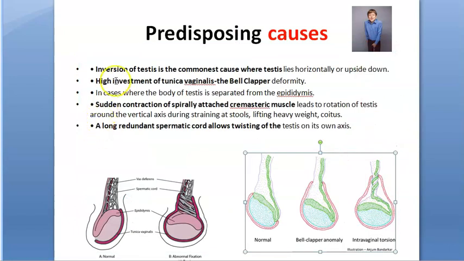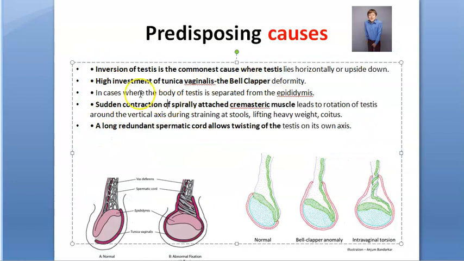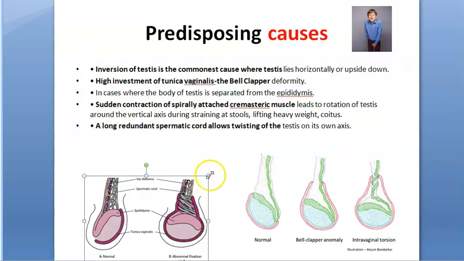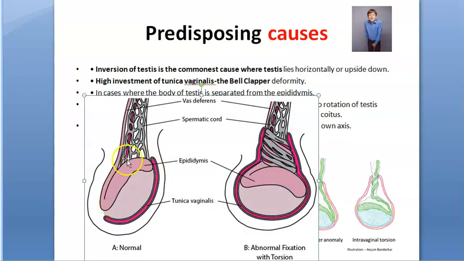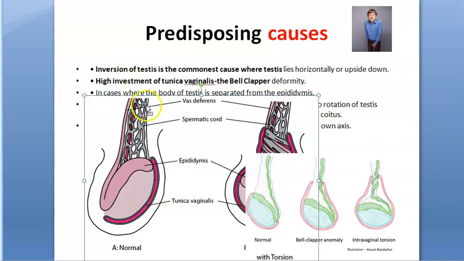Okay. Then, in cases where the body of the testis is separated from the epididymis. So the body of the testis is separated from the epididymis. So where is this epididymis? This thing here, this curve here is the epididymis, and this is the body of the testis. So if these two are separate, then again this can happen. Torsion of testis. Okay, that's what they are saying here.